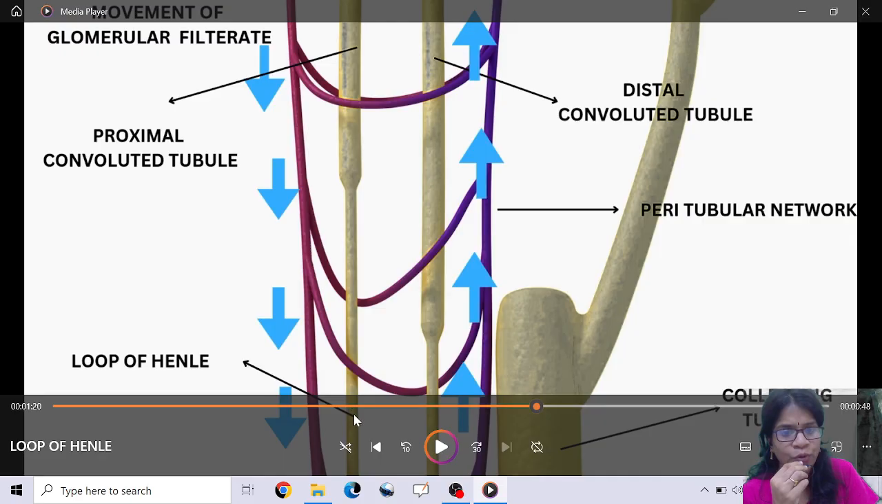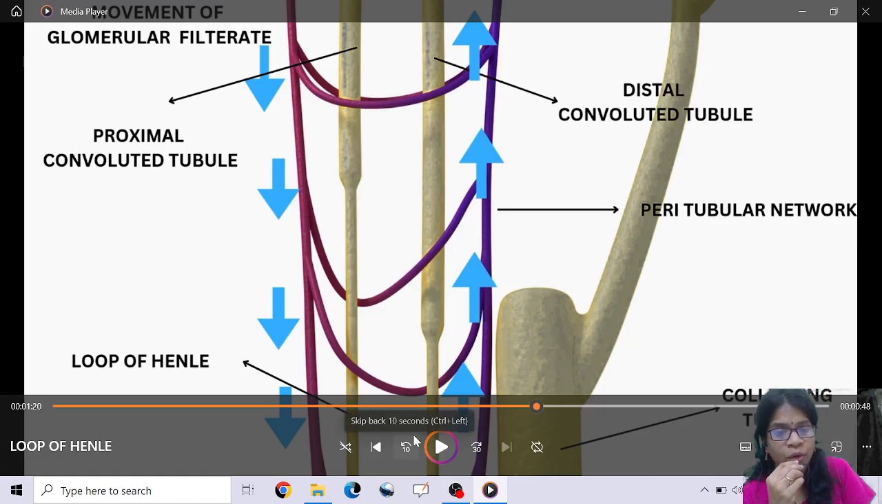In the descending loop, about 10% of your water reabsorption happens in the loop of Henle. At the same time, there will be movement of sodium ions from the lumen of your loop of Henle into the interstitial fluid, and thus the concentration of the renal fluid becomes higher. This is called the descending limb, right? This descending limb has the hypertonic part, sorry, not hypotonic. This has the highest concentration of urine in the loop of Henle.